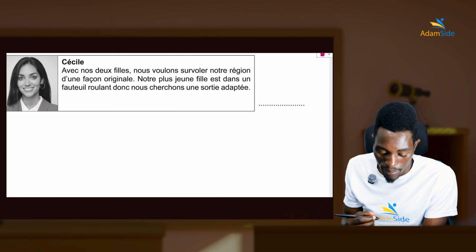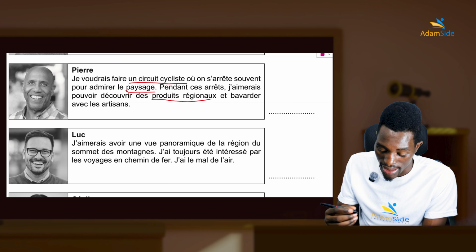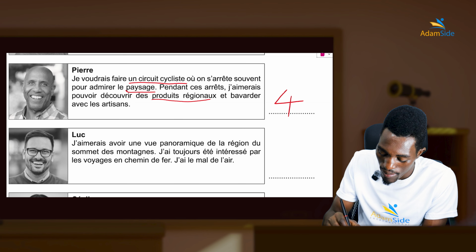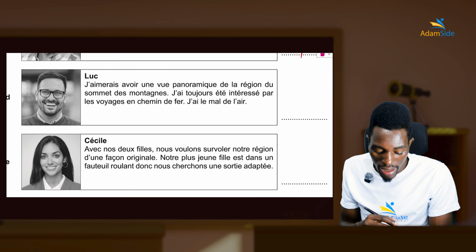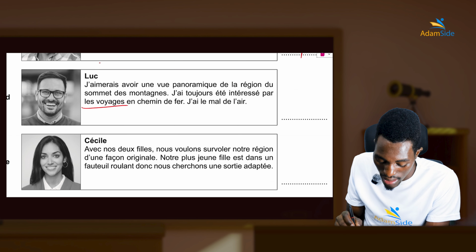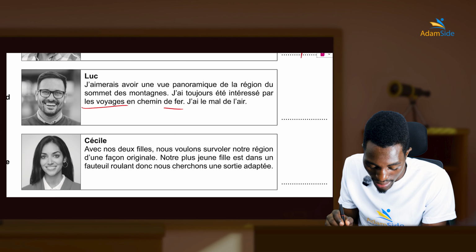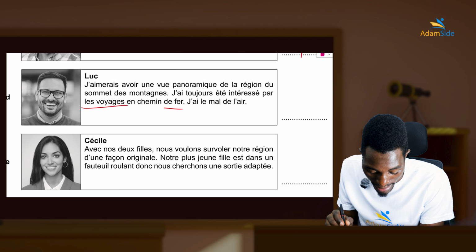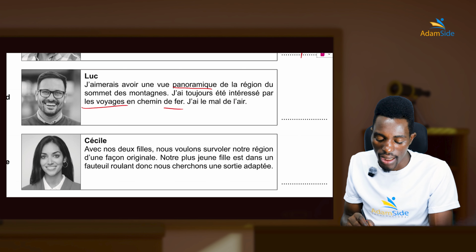This fits for Pierre. Make sure you understand the text. You understand the two texts. So number 4 fits Pierre. Then we go to D. Look. J'aimerais avoir une vue panoramique de la région du sommet des montagnes. J'ai toujours été intéressé par les voyages en chemin de fer. J'ai le mal de l'air. J'aimerais avoir une panoramique de la région.